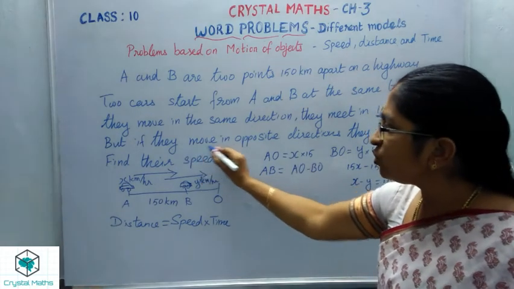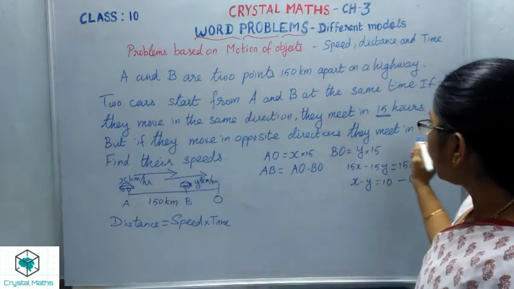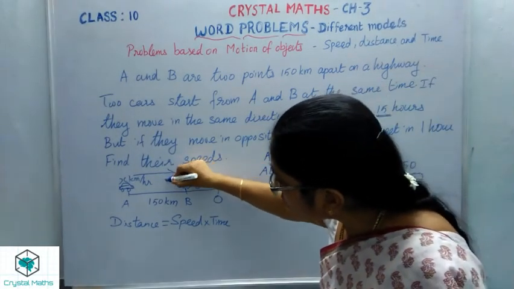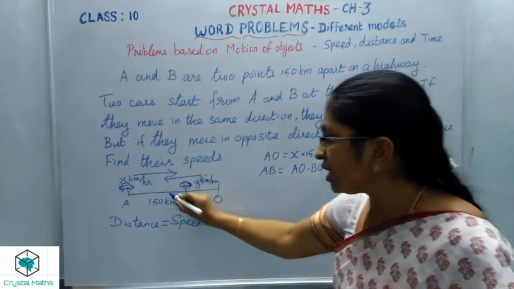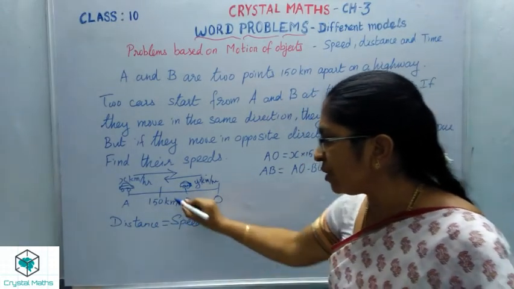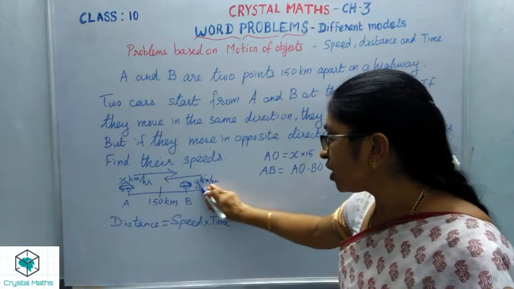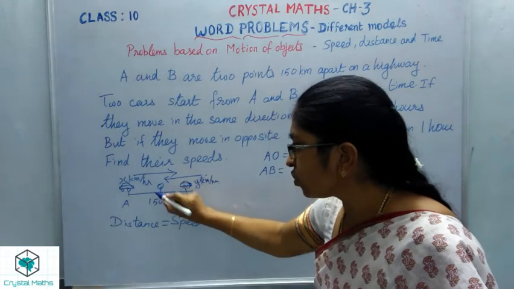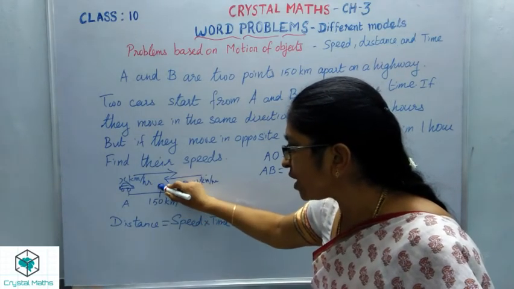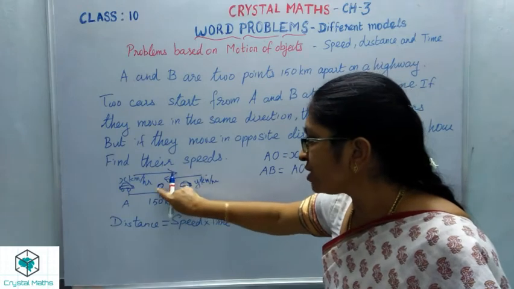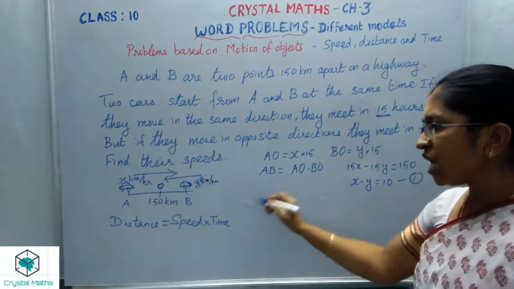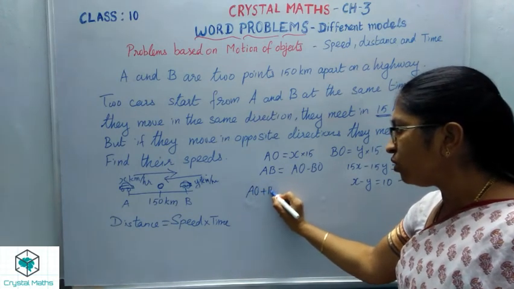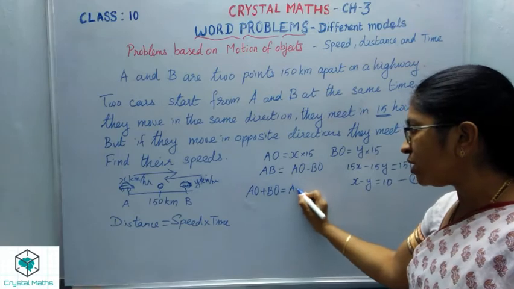But if they move in opposite directions, they meet in 1 hour. That means if the cars are moving in opposite directions like this, they will meet somewhere in between, in the middle or some other place. The point O will change. So here we take AO and BO, and AO plus BO will be equal to AB.